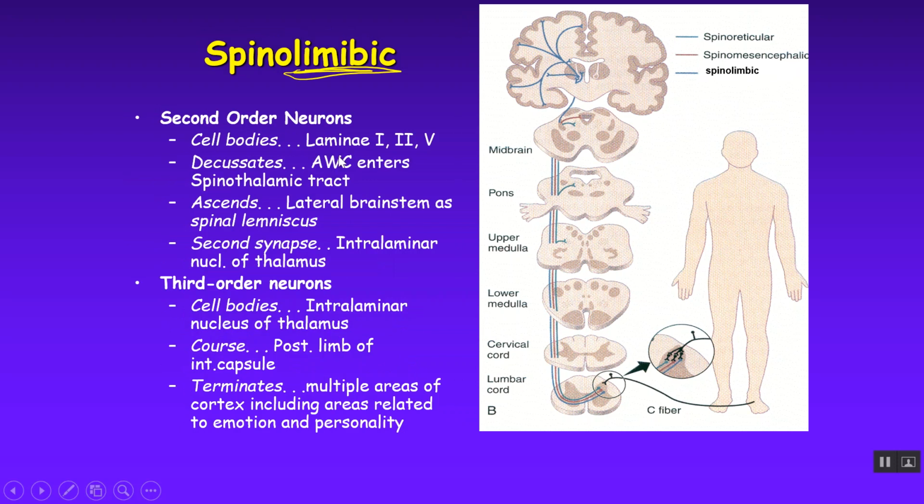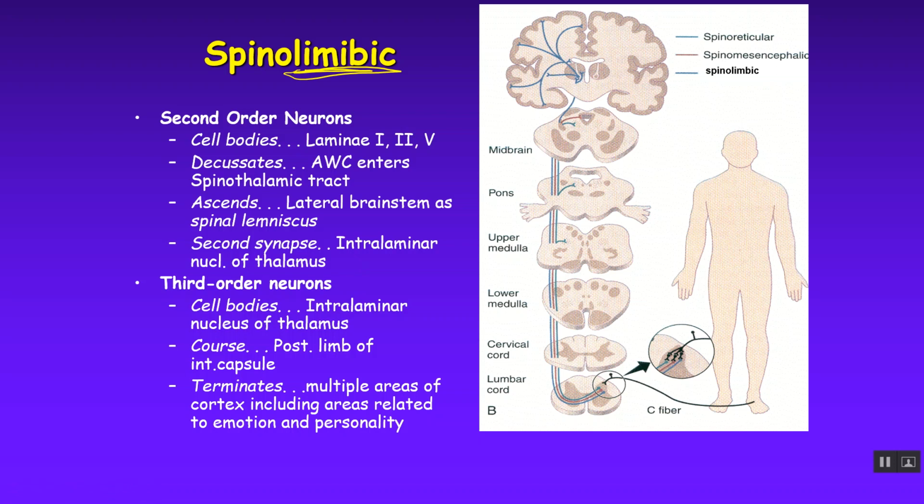The second order neurons are the same as well as the spinothalamic tract. They cross in the anterior white commissure and ascend in the lateral brainstem as part of the spinal lemniscus. However, this is where it's a little different. Instead of synapsing in the ventroposterolateral part of the nucleus, it synapses in what's called the intralaminar nucleus of the thalamus, a little deeper in the middle of the thalamus. The way I remember that is the limbic system's kind of like in the middle heart of your brain. So the intralaminar nuclei are more in the middle of your thalamus, so they're kind of internal.